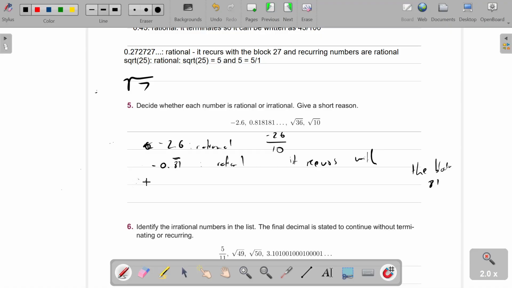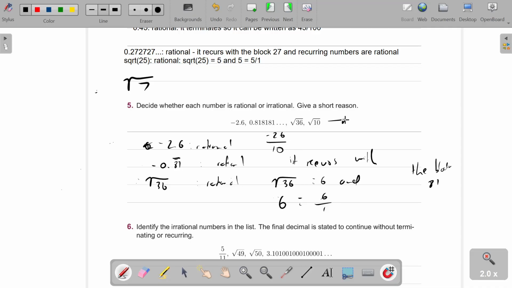Okay, and the next thing is going to be √36. This is going to be a rational number. Let me say √36 is equal to 6, and 6 is equal to 6/1. So that's perfectly fine. You can see clearly that number can be written as P/Q, where P is an integer, 6, and 1 is another integer. So we've made a fraction out of 2 integers, so that is going to be a rational number.